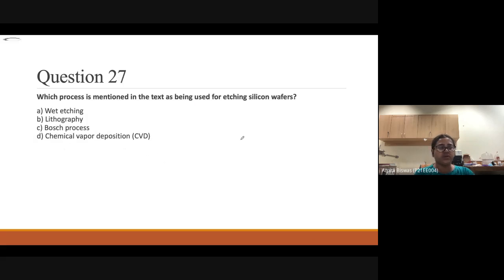This is question number 27. Which process is mentioned in the text as being used for etching the silicon wafer? Wet etching, lithography, batch process, and chemical vapor deposition process. Which process is mentioned in the text as being used for etching the silicon wafer?